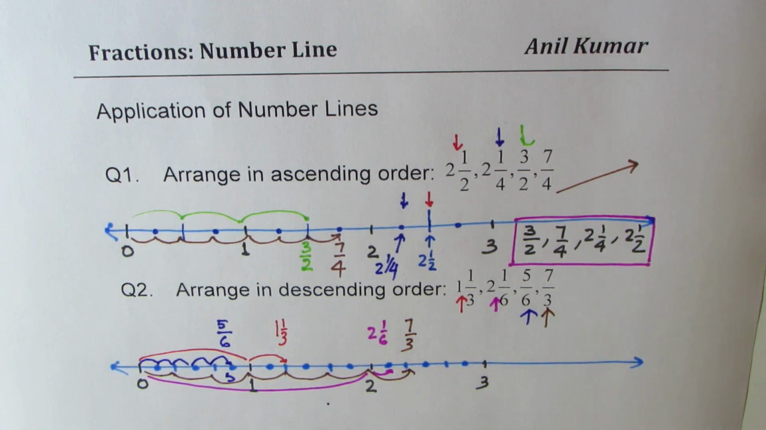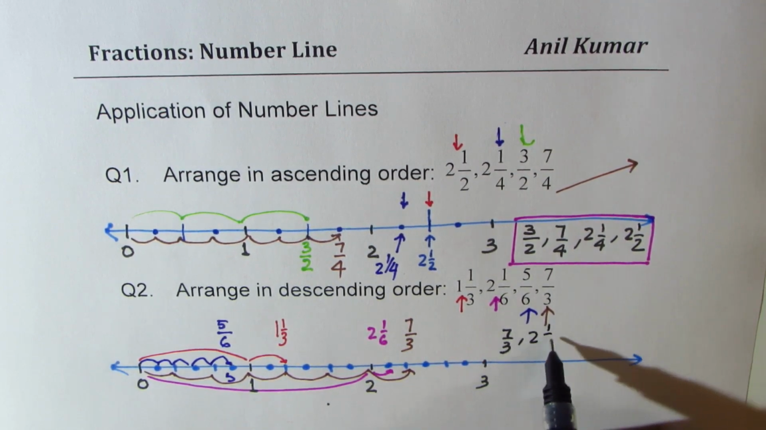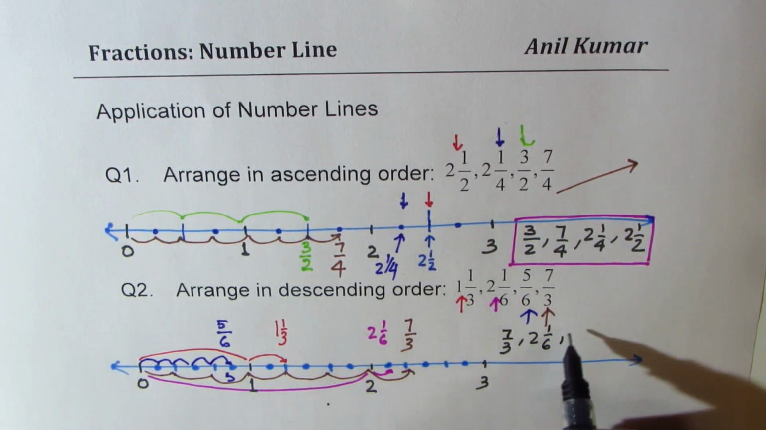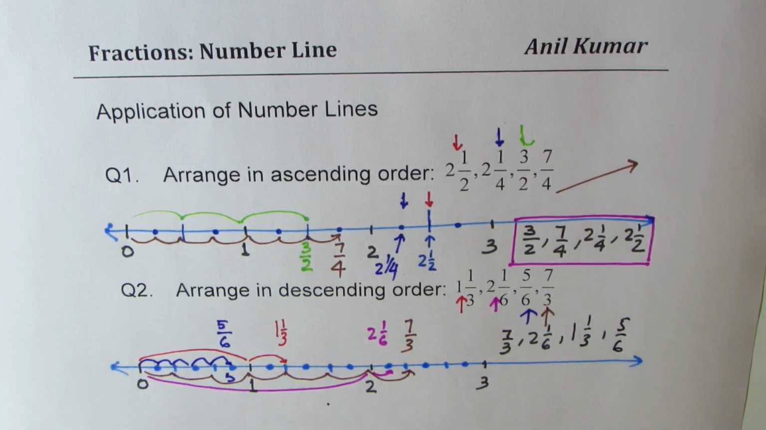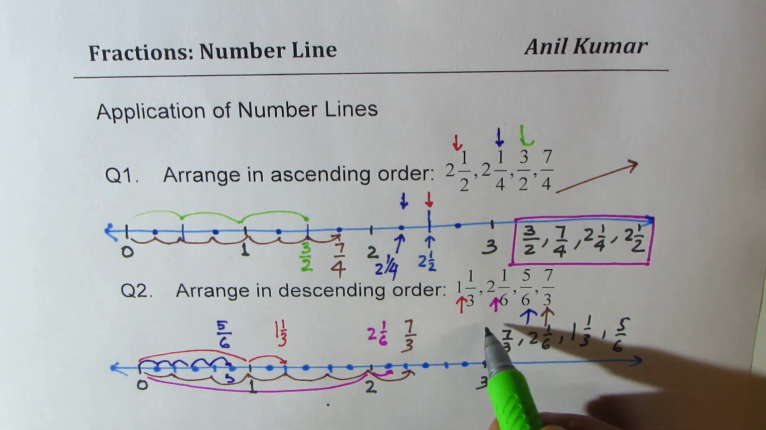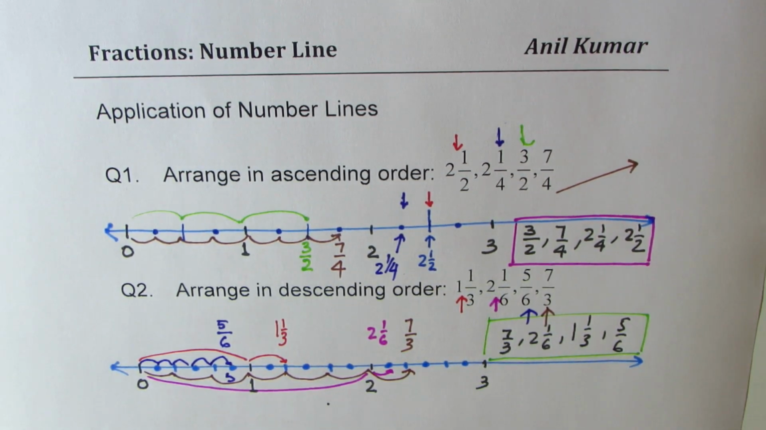So I hope it is not difficult at all. Let's write them in descending order. So highest first. So we get 7/3, 2 1/6, 1 1/3, and then 5/6. Correct? That is the solution. So I hope most of you must have got it right.